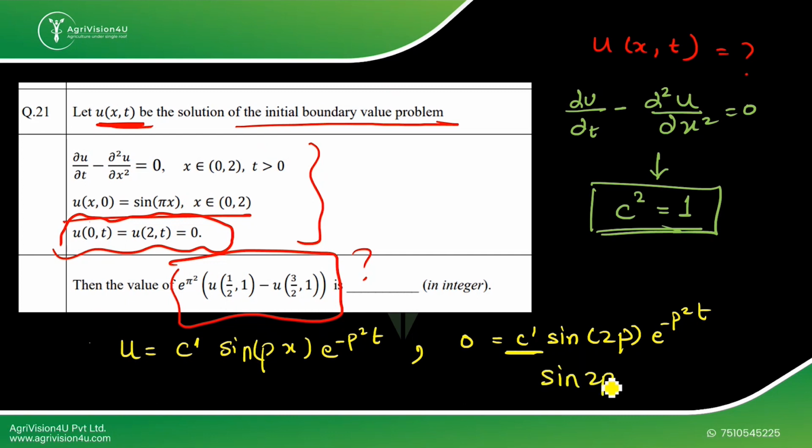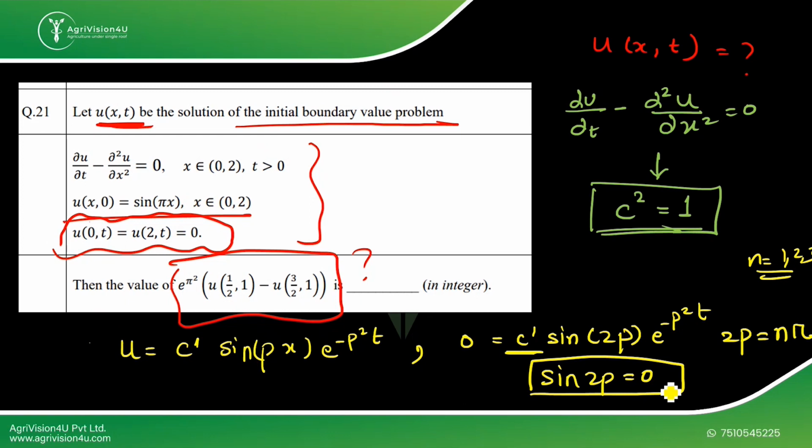So c sin 2p will be equal to 0. And when sin 2p is equal to 0, it means 2p will be some multiple of pi, n pi, where n can be 1, 2, 3. Similarly, you can write the p value as n pi by 2. So you get the p value as n pi by 2.